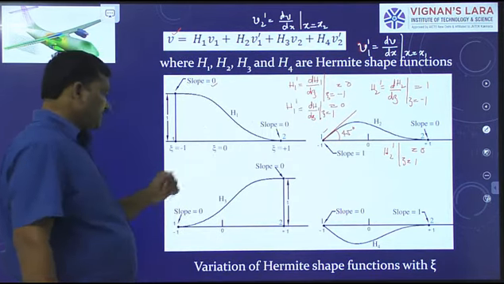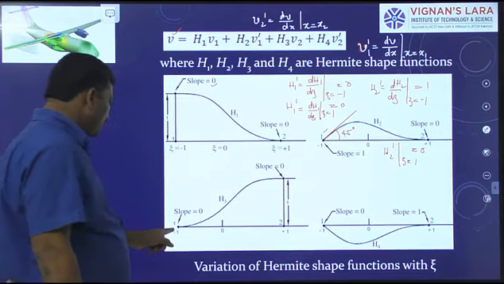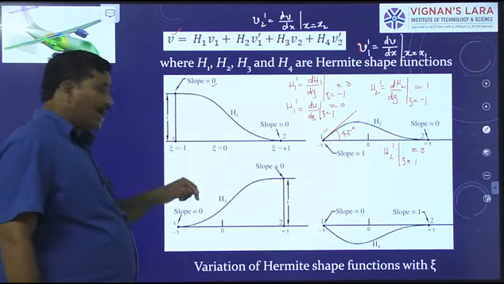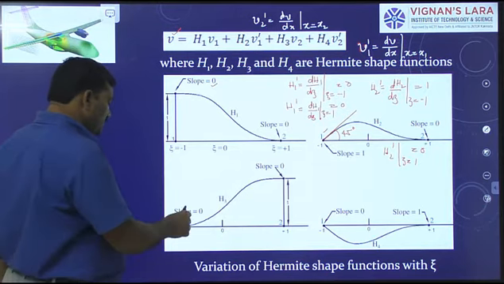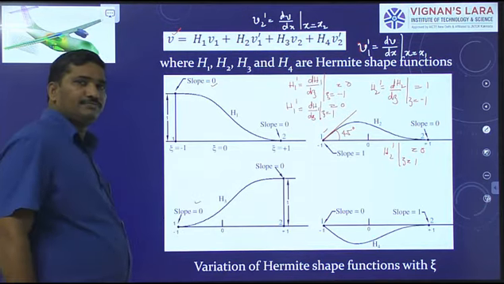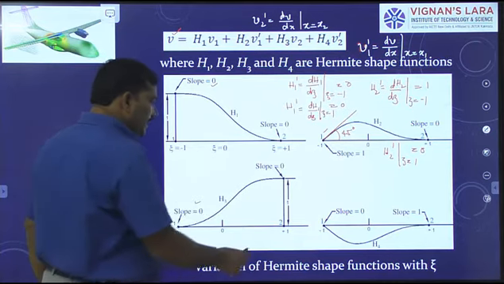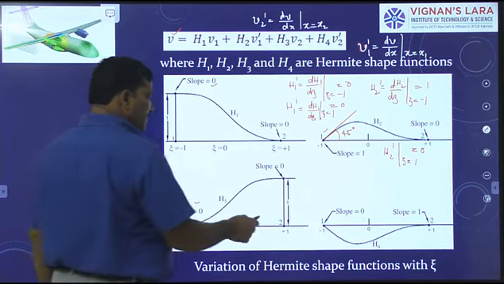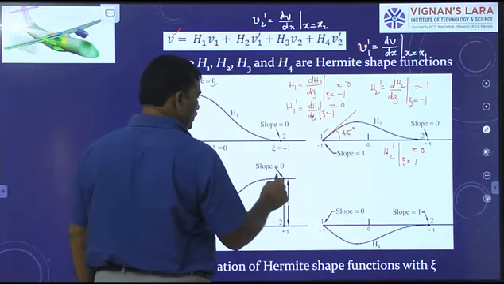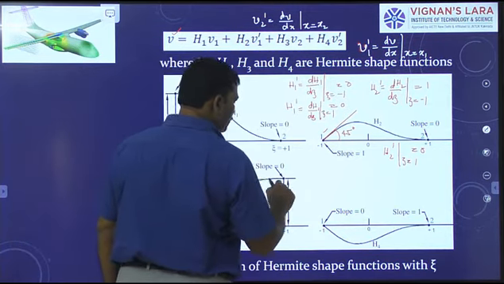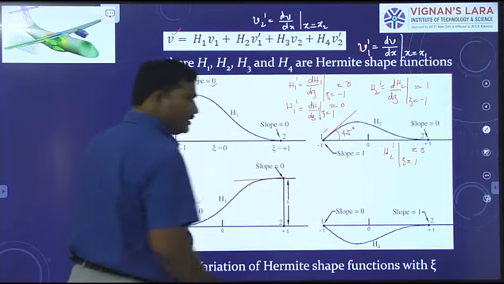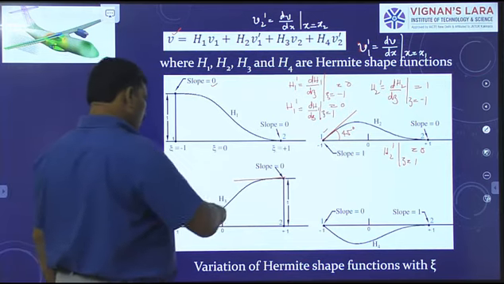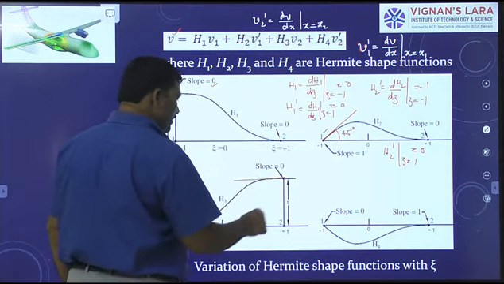Next, H3 at j equal to minus 1. It is 0. And H3 dash at j equal to minus 1 is also 0. That is, slope is 0. Next, H3 at j equal to plus 1 is unity. And H3 dash at j equal to plus 1 is 0. Therefore, slope is 0. If you draw a tangent to this curve at this point, it becomes horizontal. And see how H3 is varying with respect to the length of the beam.